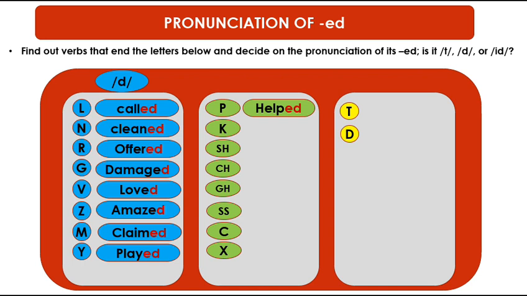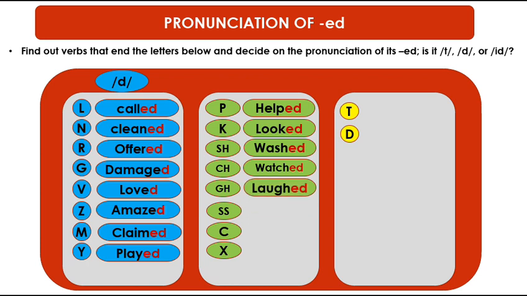We move to the second category. We have p, k, sh, and ch, f, s, and x. So p for help plus ed. We have k in a verb like look or cook plus ed. We have sh in wash plus ed. Ch in watch plus ed of simple past. And f in laugh plus ed. We have s in kiss and dance, and the last one, fix.